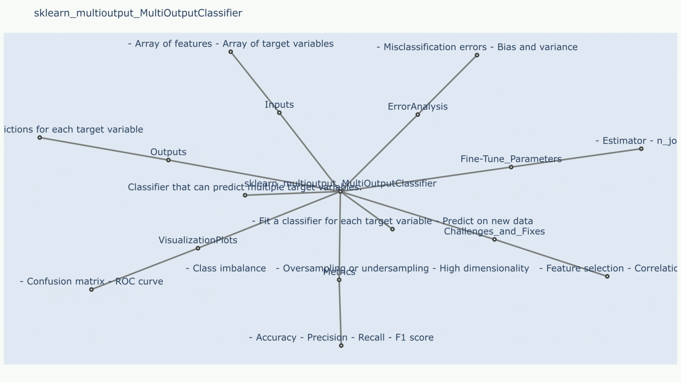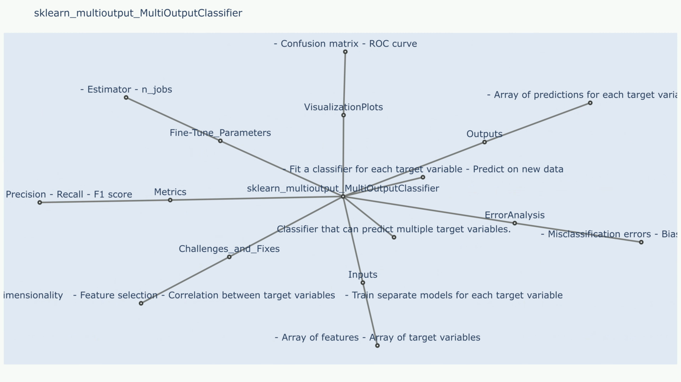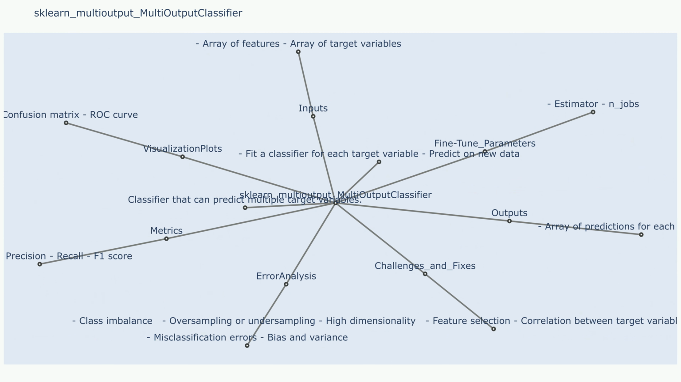Fine-tune parameters. Parameter 1: estimator parameters. You can fine-tune the parameters of the base estimators used within the multi-output classifier, such as the number of trees in a random forest classifier or the regularization strength in a logistic regression. Parameter 2: n_jobs. This parameter controls the level of parallelism in the training process. Setting it to -1 utilizes all available CPU cores for faster training.